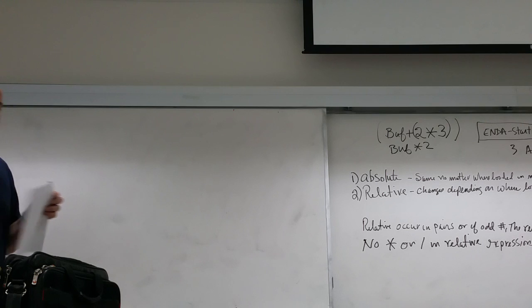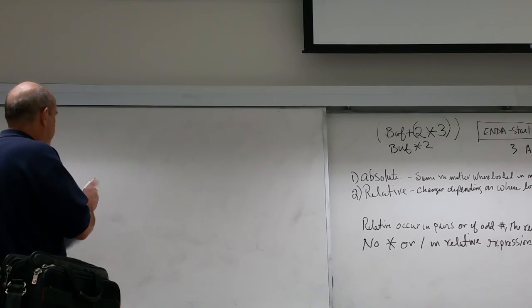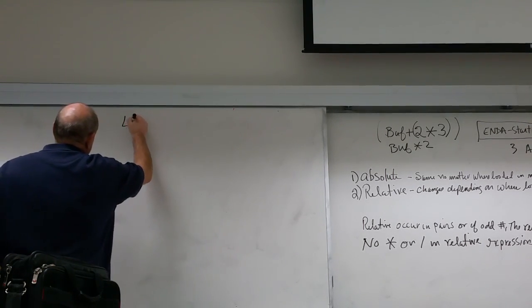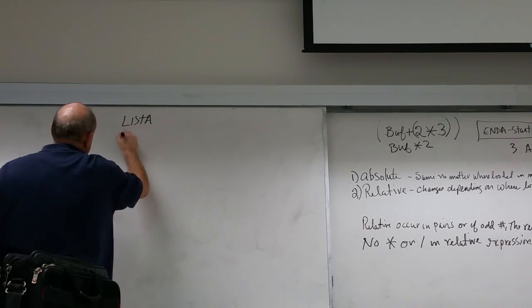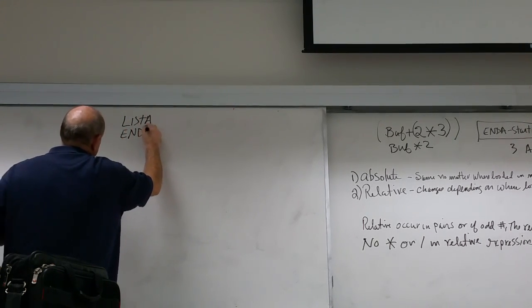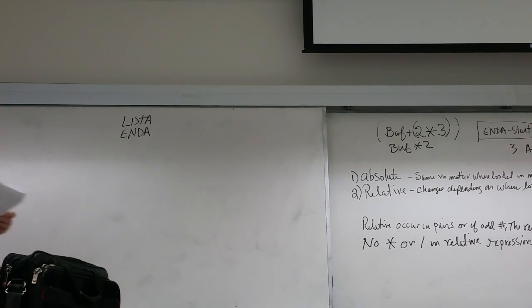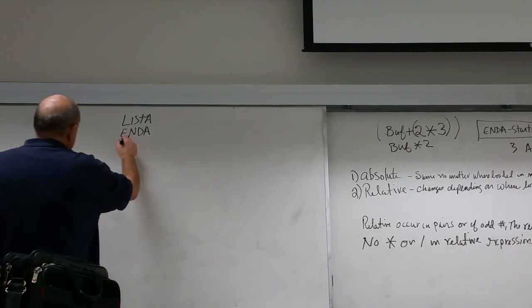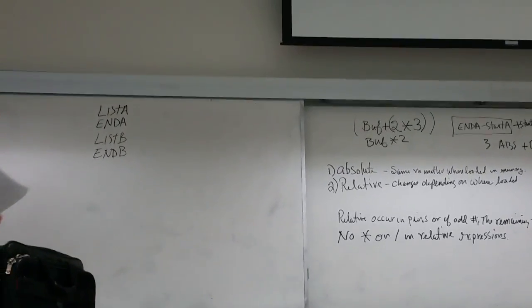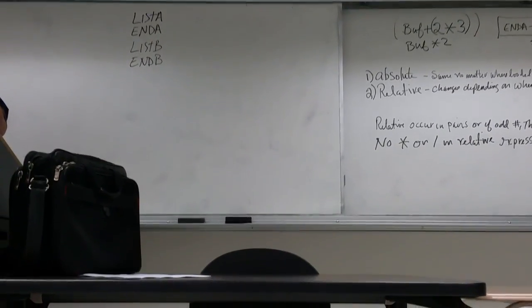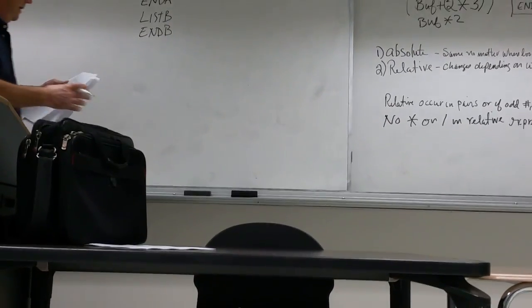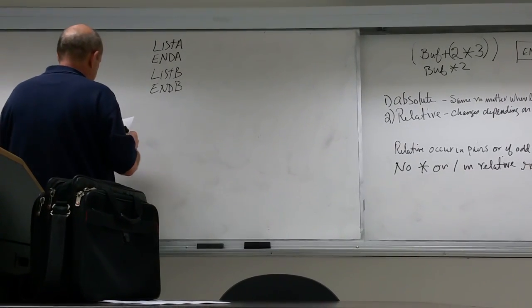X def. We have list A, end A, and then the next page, X def for export, list B and end B. And then finally we have list C and end C.